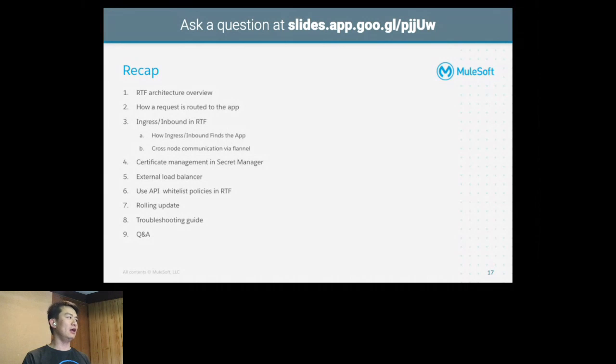Then the rolling upgrade, rolling update. All the latest runtimes have zero-downtime rolling updates. But if you are on an old version runtime, please request it. And then last is the troubleshooting guide. The request is sent from left to right. When we do the troubleshooting, we just do it the reversed way, from right to left. And then you can figure it out very quickly.